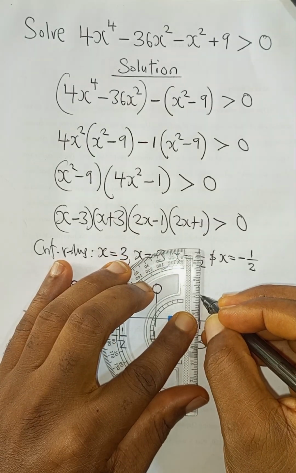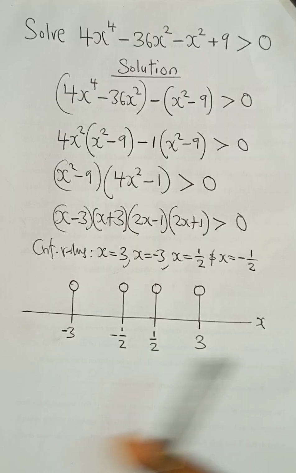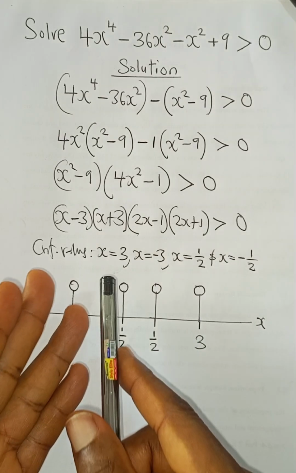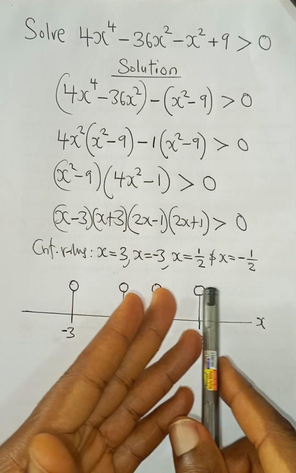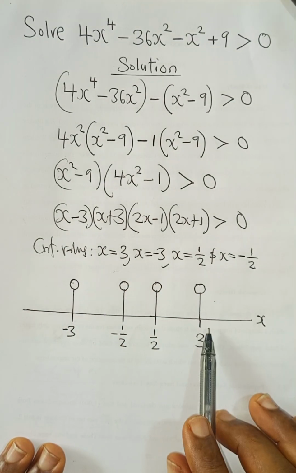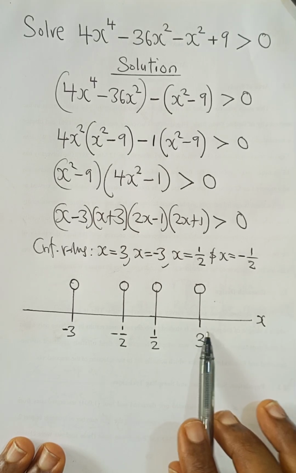Now that we have done that, the next thing is, let's know how they are going to behave. Will they join? Will these two join? Will this go like this? How will it behave? Let's find out. So let's test this result. From after 3 down to positive infinity, let's use 4. 4 is after 3.